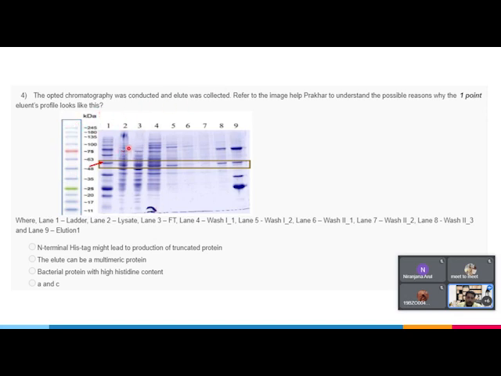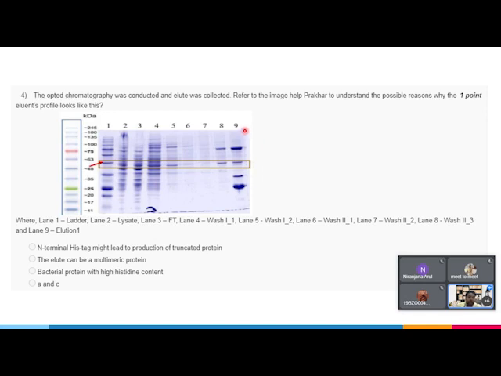Refer to the image and help Prakhar understand the possible reasons why the eluate's profile looks like this. So what we see here is 1, 2, 3, 4, 5, 6, 7, 8, 9 columns. Do not bother with anything else. Just look at the ninth column. This ninth column is essentially when you elute the protein. What you see on a protein gel is 4 bands. That is, there are 4 different proteins here instead of the one you wanted. Instead of the one histidine tag protein, you have 4 bands of different proteins. Why is that is the question.